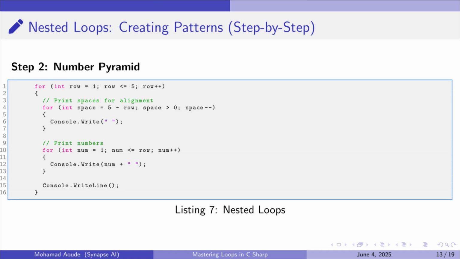Next, let's build a simple centered number pyramid. In this code, the first inner loop prints leading spaces to center the numbers. The second inner loop prints numbers from 1 up to the current row. Together, they form a simple left-aligned number pyramid.